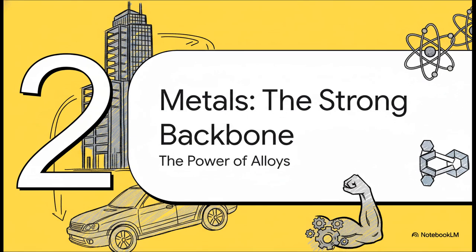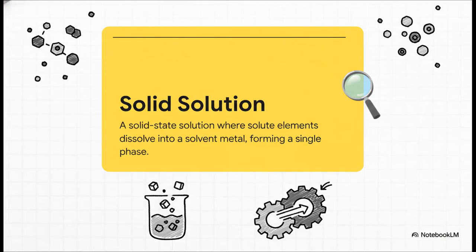They're the literal backbone of our world, from skyscrapers to the car you drive. But here's a fun fact. Most pure metals are actually way too soft for those jobs. That's why we create alloys, mixing metals to make them stronger. But how does that even work? The secret is something called a solid solution. And it's pretty much what it sounds like.